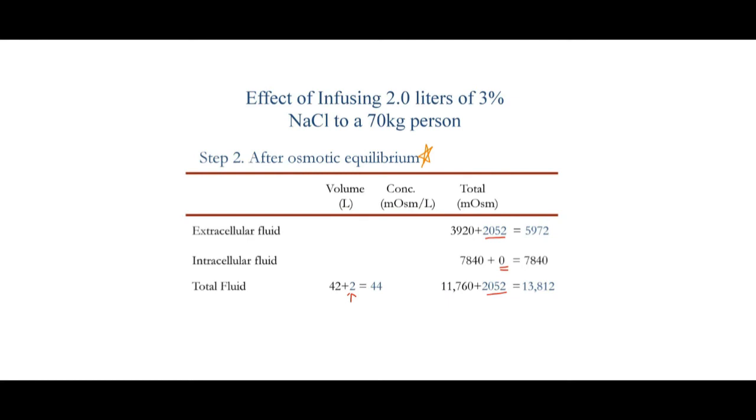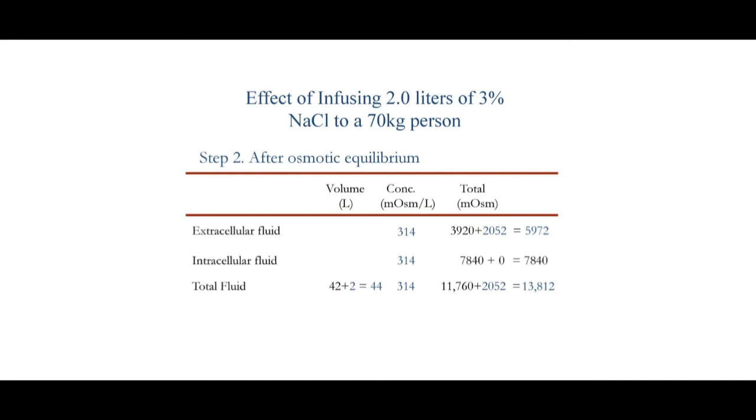So what do you do to figure out the concentration for total fluid? Milliosmoles divided by liters. Okay? And since we have reached osmotic equilibrium, what does that mean for the intracellular and extracellular fluid osmolarities? They should be the same. You can use the total in order to calculate what your total body fluid osmolarity is. You get 314. What did we have before? 280. Okay, so it's gone up. So 314 is now our new concentration.